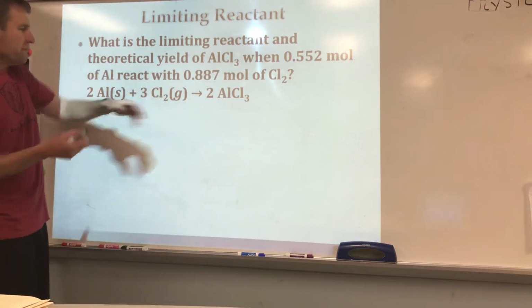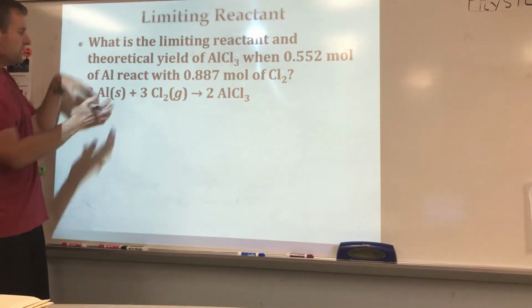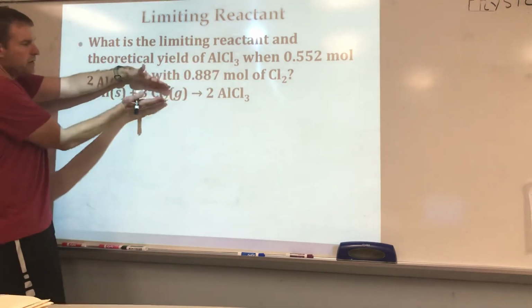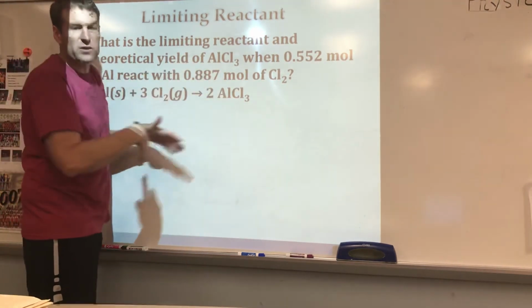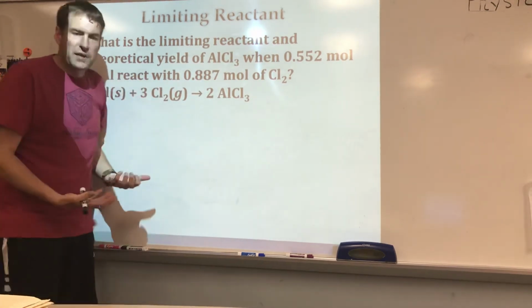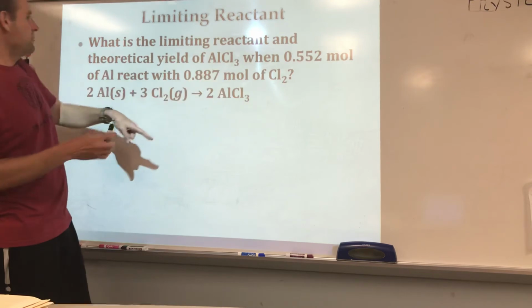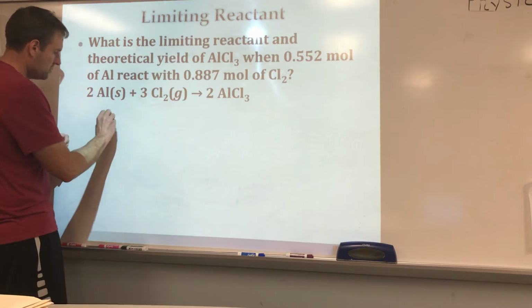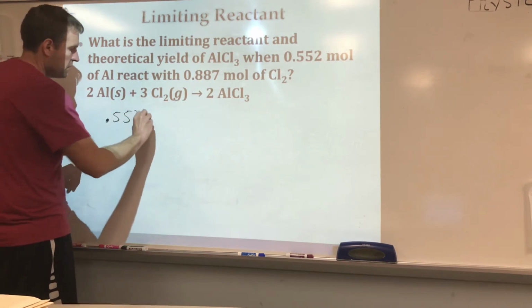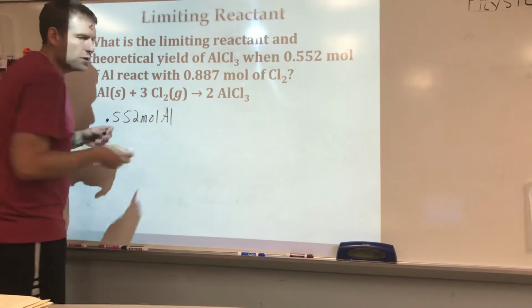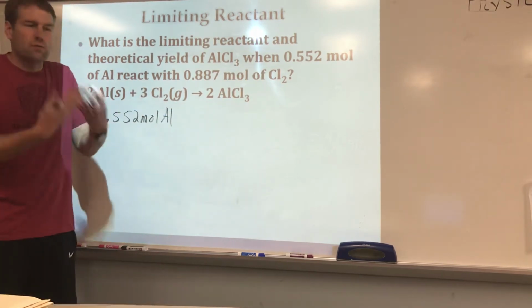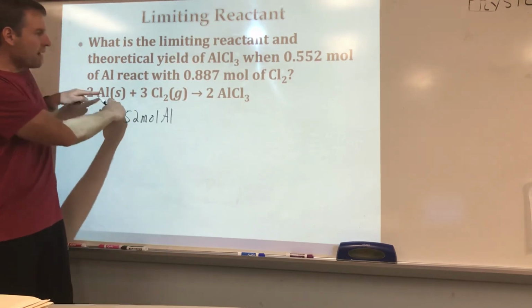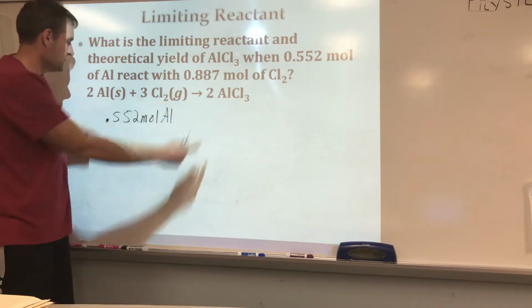But anyways, the idea of this problem is I'm going to take aluminum and see how much aluminum chloride it can make. And then I'm going to take the chlorine and see how much aluminum chloride it can make. Whichever one is smaller, that's going to be the limiting reactant. So I'm going to start with the aluminum first, which is 0.552 moles. And you could do this with grams. If they gave you grams, you'd have to convert right to moles right away. So I'm going to take my moles of aluminum and ask how many moles of aluminum chloride that could produce.